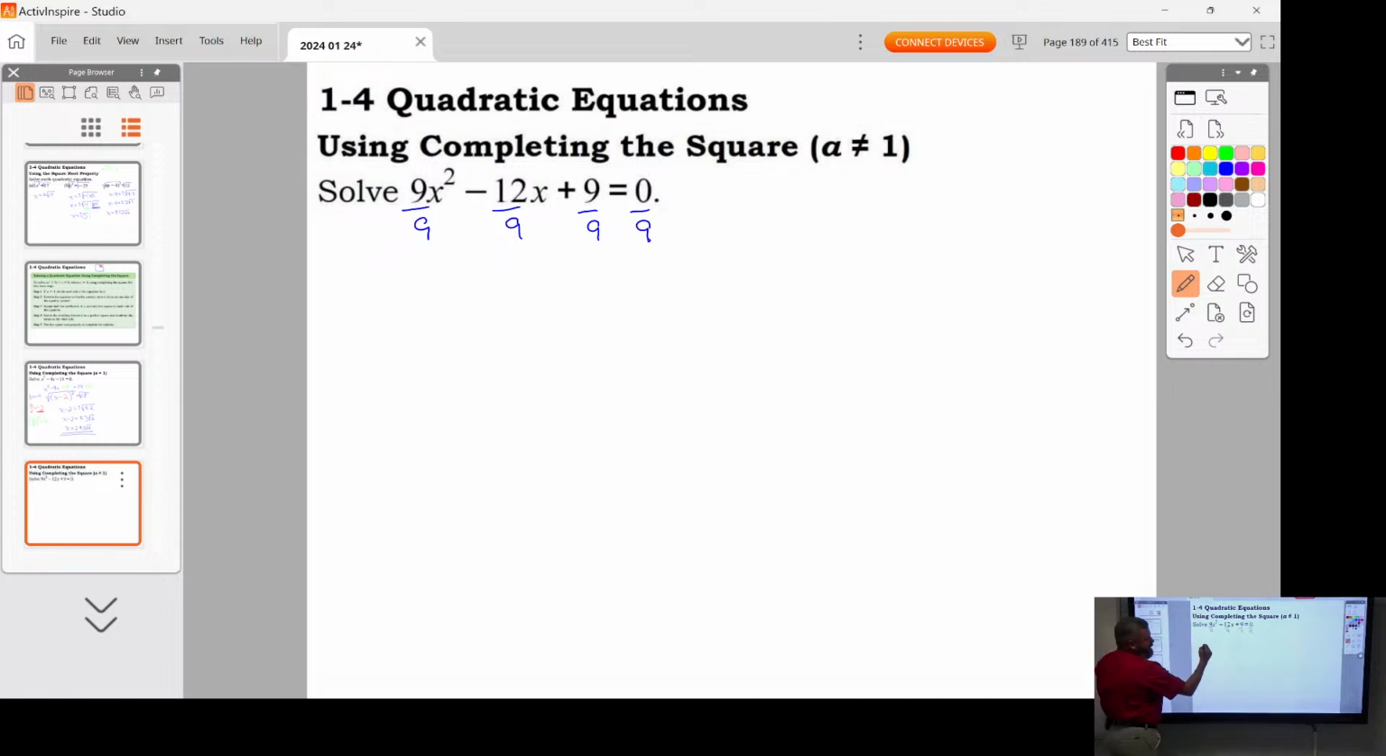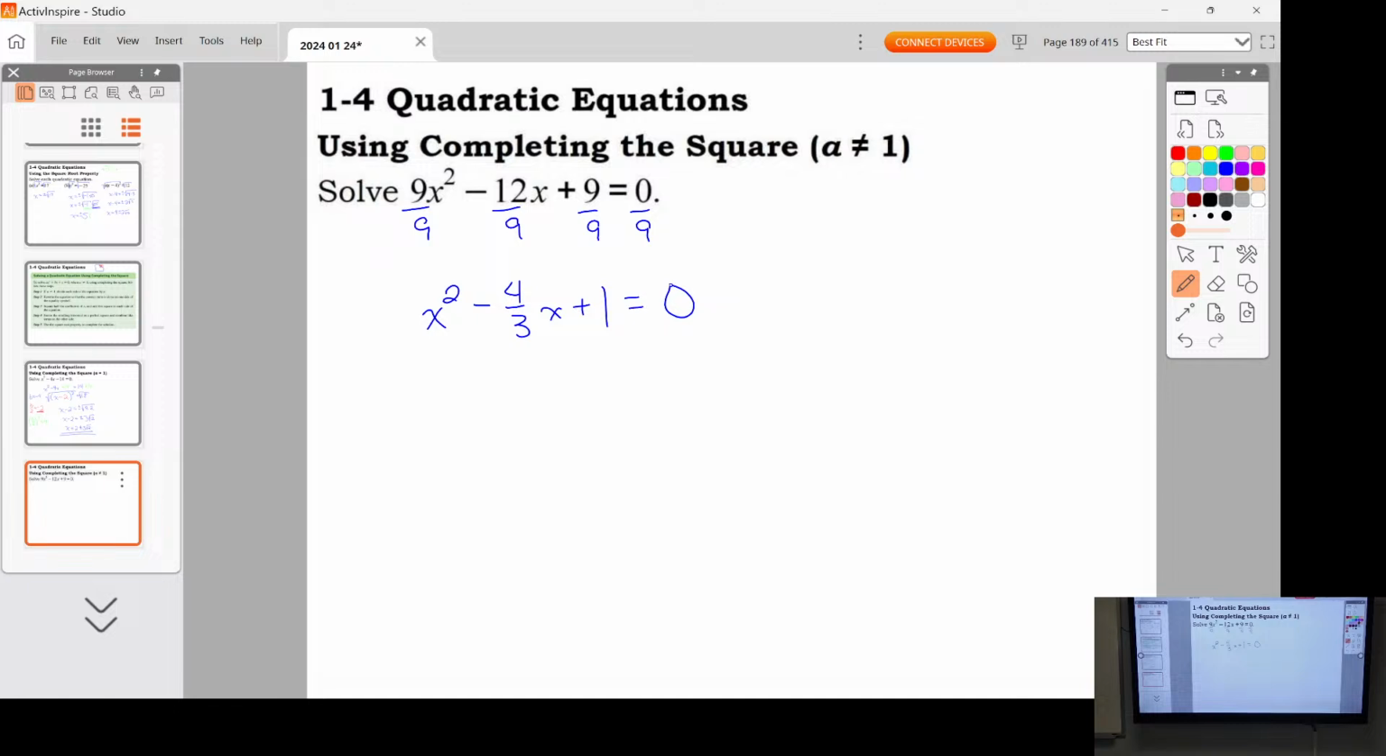9 divided by 9 is 1. There's x squared. Minus 12 divided by 9. Do not use decimals. 12 divided by 9 reduces to 4/3. 4/3 x plus 1 equals 0. Is a 1? Yes.